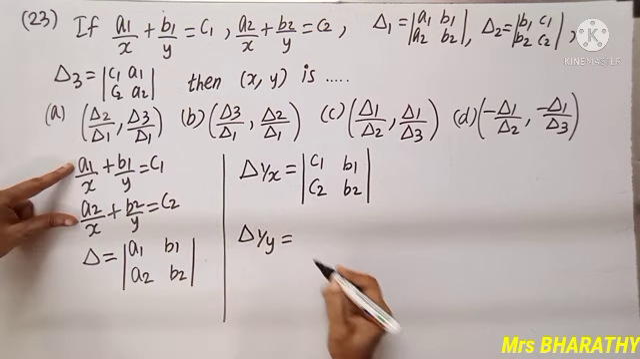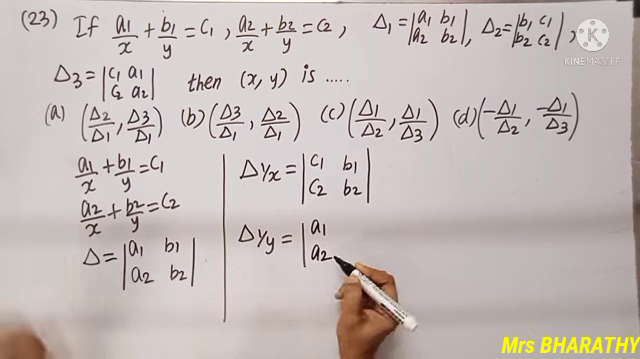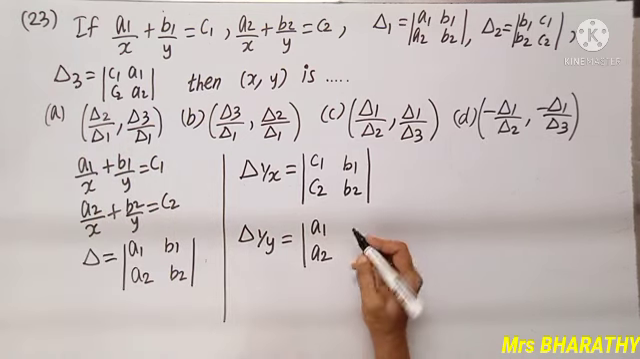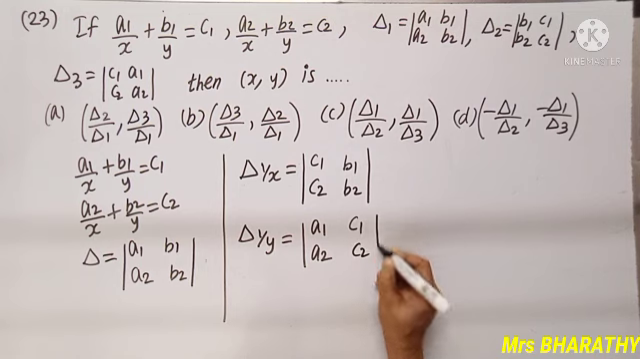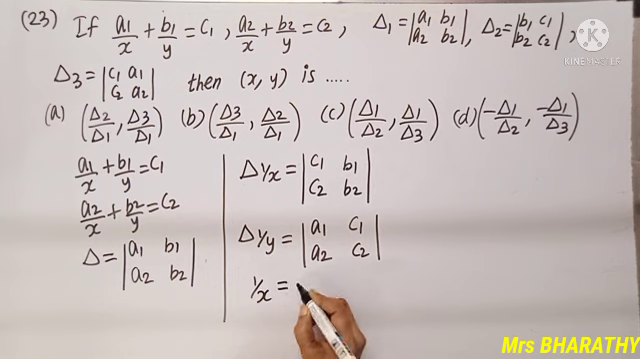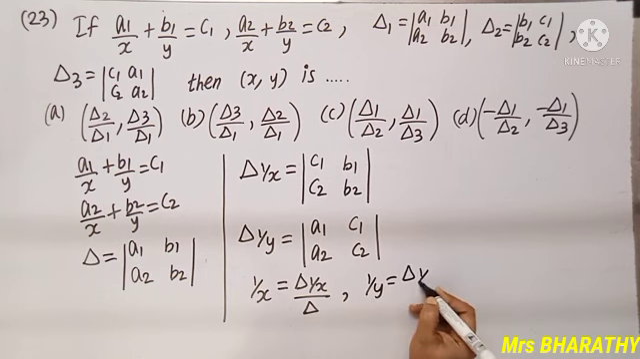So del 1 by y is, instead of the y column, I will write the RHS. So what is the x coefficient? a1, a2. Instead of this y column, we are writing the RHS, that is c1, c2. Now, what is 1 by x? It is del 1 by x by del. And what is 1 by y? It is del 1 by y by del.